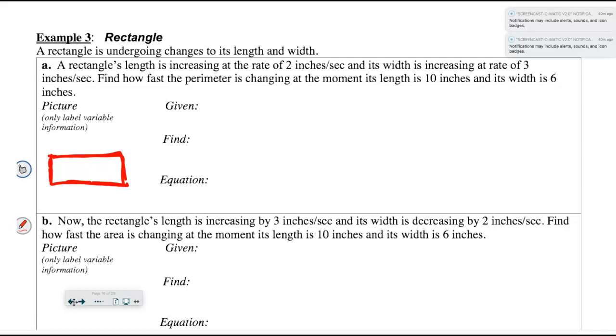So on this one it says the rectangle is undergoing changes to its length and its width. It means these aren't constant. Both of them are changing. As you change the length and the width, two things will change. What do you think changes on that rectangle? Area changes and perimeter.